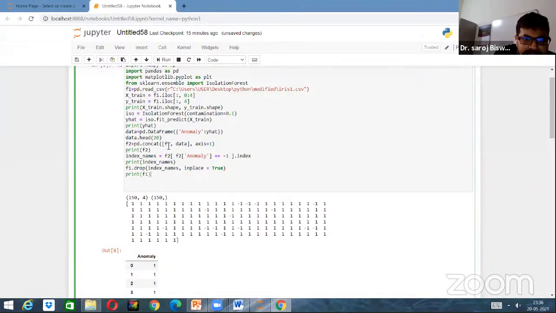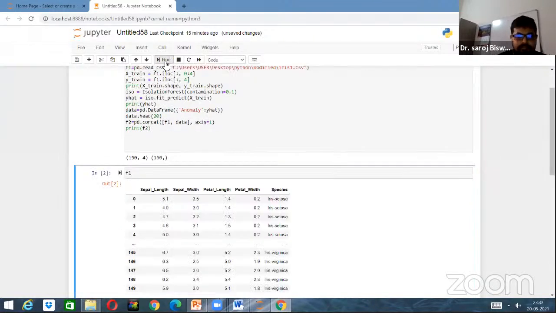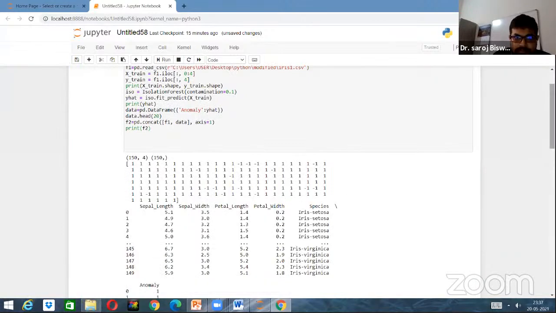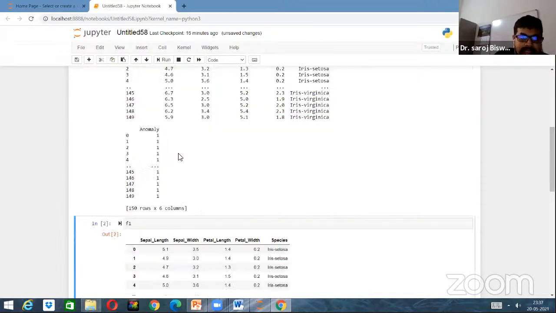So now I concatenate F1 with this data, and that one is stored in F2. Here I have print F2. So see, print F2 running now. This is the value of F2. We have 1, 2, 3, 4, class, and here we have anomaly. So one more column is here.